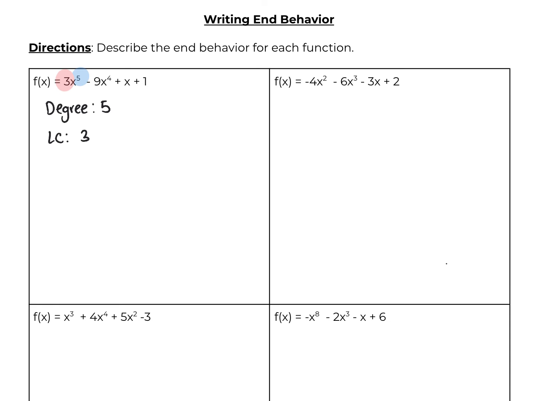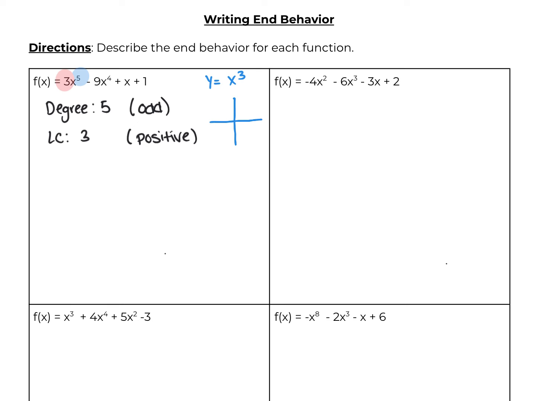Now, all that we care about is whether our degree is even or odd. So since 5 is an odd number, we say that the degree is odd. And for the leading coefficient, we care whether it's positive or negative. So since we have a +3, we can say that the leading coefficient is positive. So because we have an odd positive, our end behavior is going to mirror the graph of y equals x to the third, because that's an odd degree with a positive leading coefficient.